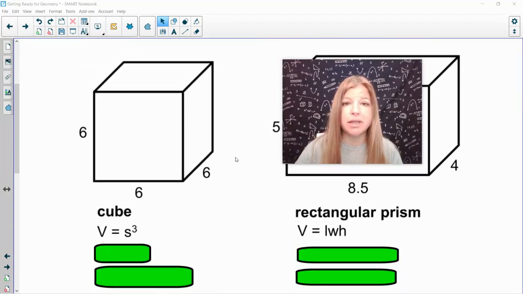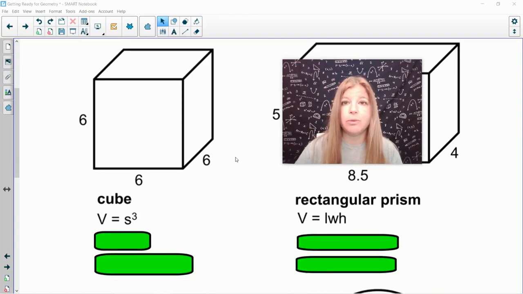So the first figure on the left, we have a cube. And we know that a cube is basically a rectangular prism, but all of the length, width, and height are the same. All the sides are the same. That's what makes it a cube. All the faces are squares. So when you go to find the volume of a cube, instead of doing length times width times height, which we're going to get to in the next one, it's really just s cubed. And that's because the length, width, and height are all the same. They're all the same side.